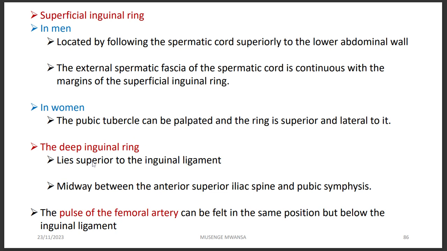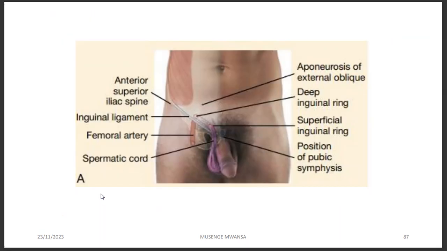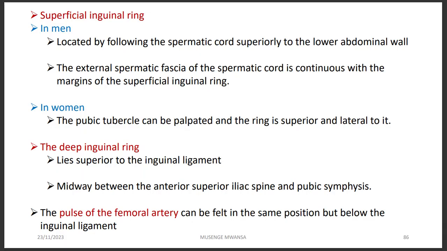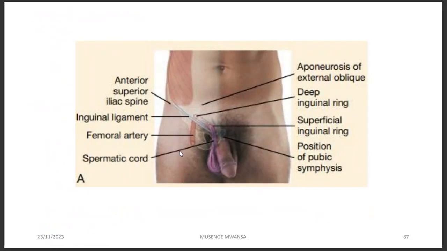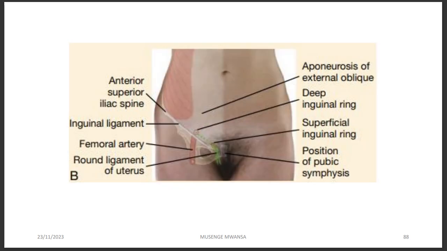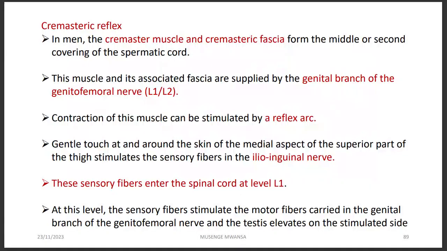The deep inguinal ring lies superior to the inguinal ligament, midway between the anterior superior iliac spine and the pubic symphysis. The pulse of the femoral artery can be felt in the same position but below the inguinal ligament, also midway. Just as the deep inguinal ring is on top, the femoral artery is below. That is also the same in the female.